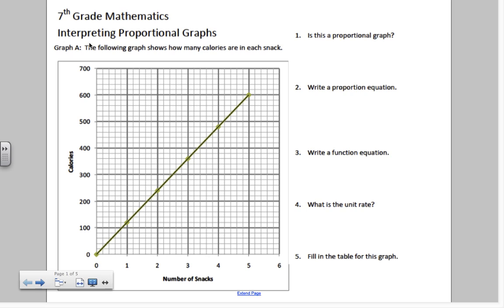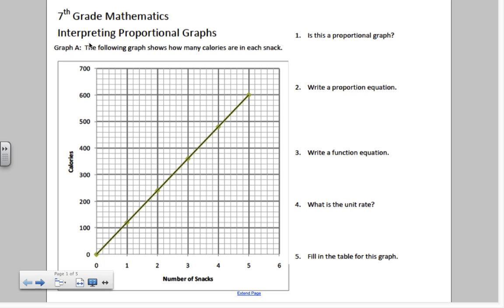I'm going to take you through the steps. First of all, we're going to remind everyone in just a minute how you tell if a graph is proportional or not. We're going to talk about the difference between a function equation versus a proportional equation. We're going to talk unit rate again from a graph. Hopefully we remember all this. So this refreshes our memory of what we did last week.